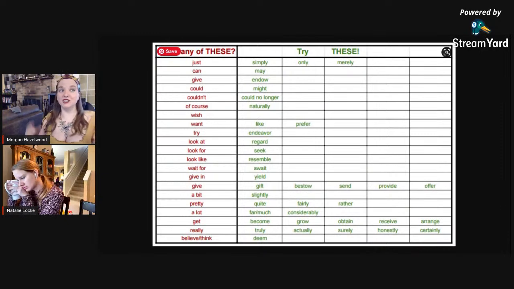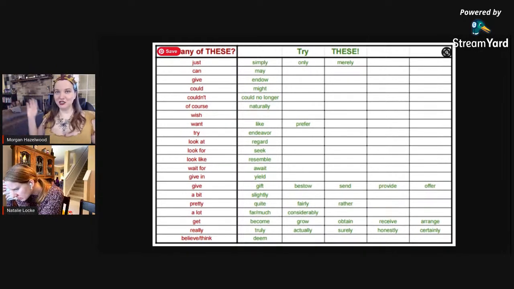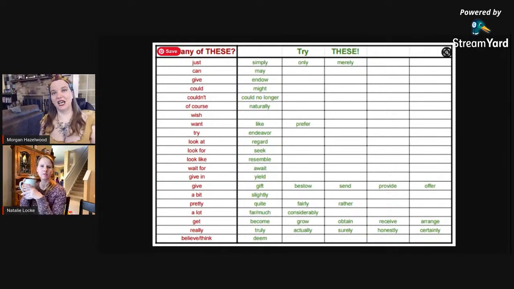Instead of want, there's like or prefer. Instead of try, endeavor to do something. Instead of look at something, you regard their face. Instead of looking for, you might seek something. Instead of waiting for, await. Instead of given, you could yield. And some of that is just more accurate language. You know how they say skip the adverbs and use a more powerful, more precise verb choice. A lot of this chart is actually that.